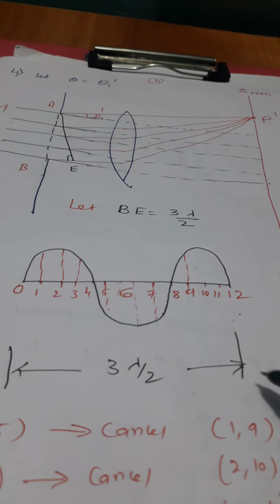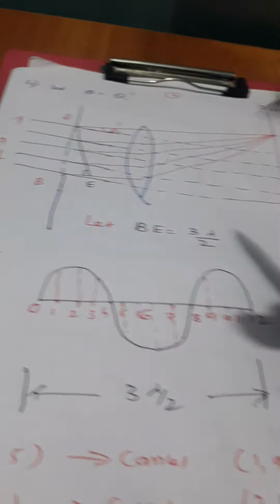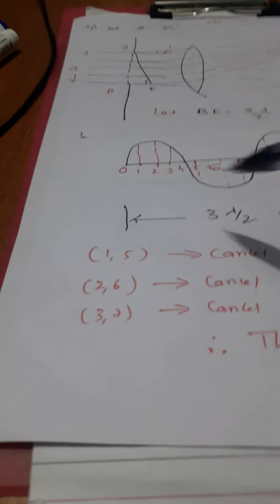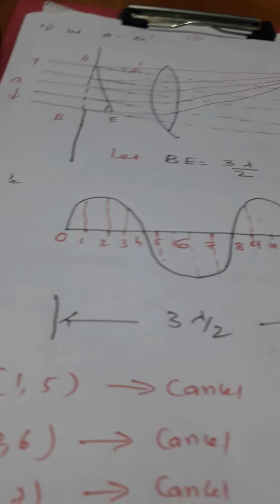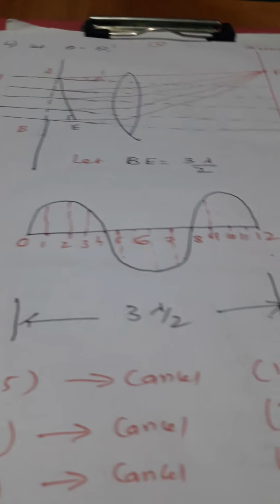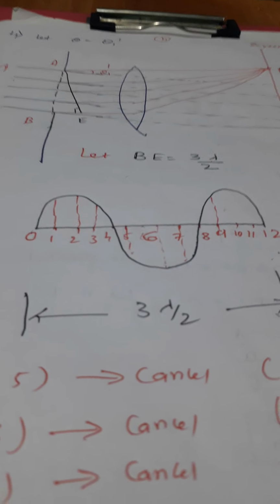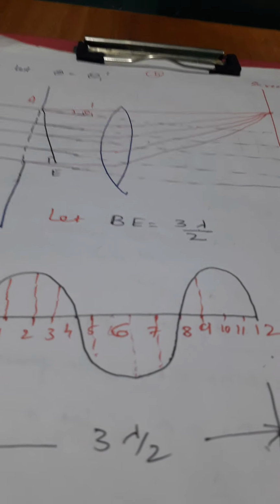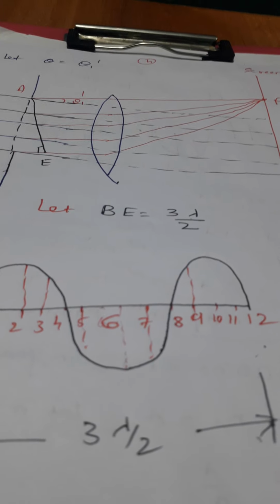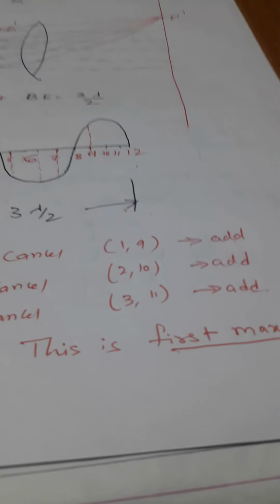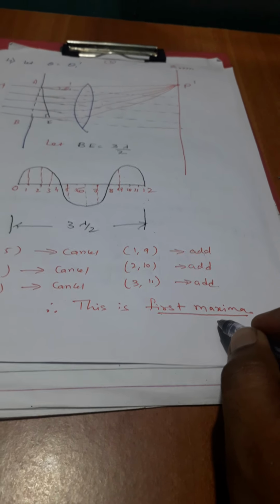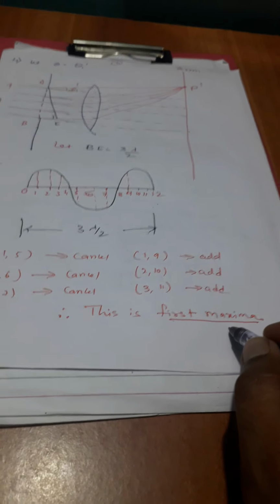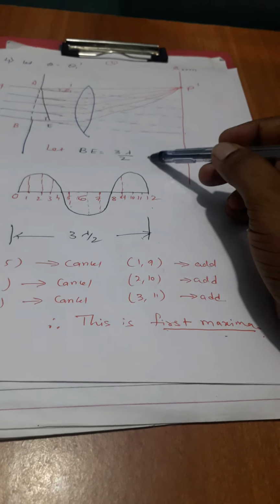Now if you look at this 3 lambda by 2 and divide it accordingly in equal parts, you find that 1 and 5, 2 and 6, 3 and 7 will cancel each other. But 1 and 9, similarly 2 and 10, similarly 3 and 11 will add, and as they add, the opposite ones get cancelled, but in the same phase they get added, and as a result you get first maxima.